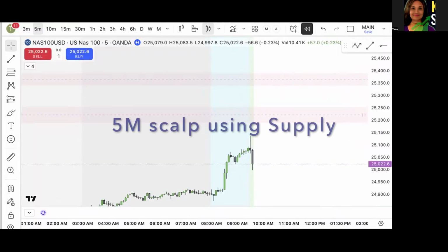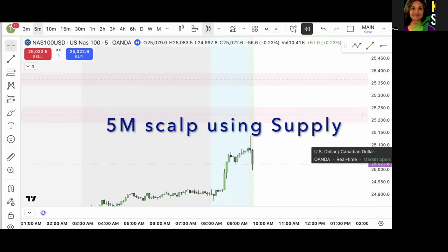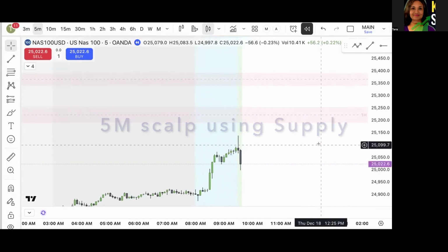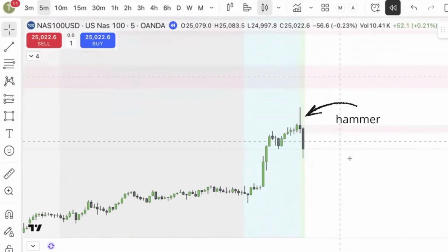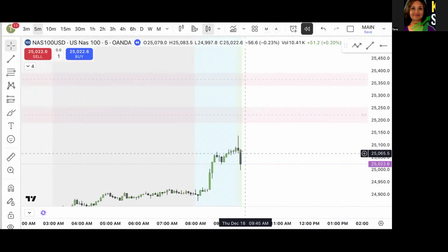We had a viewer ask if I could show an example of scalping, and this is a trade that I took earlier today. And we see that we have a sell signal here, and we see that price sold off. And so what we're going to do is wait for price to return to this area.